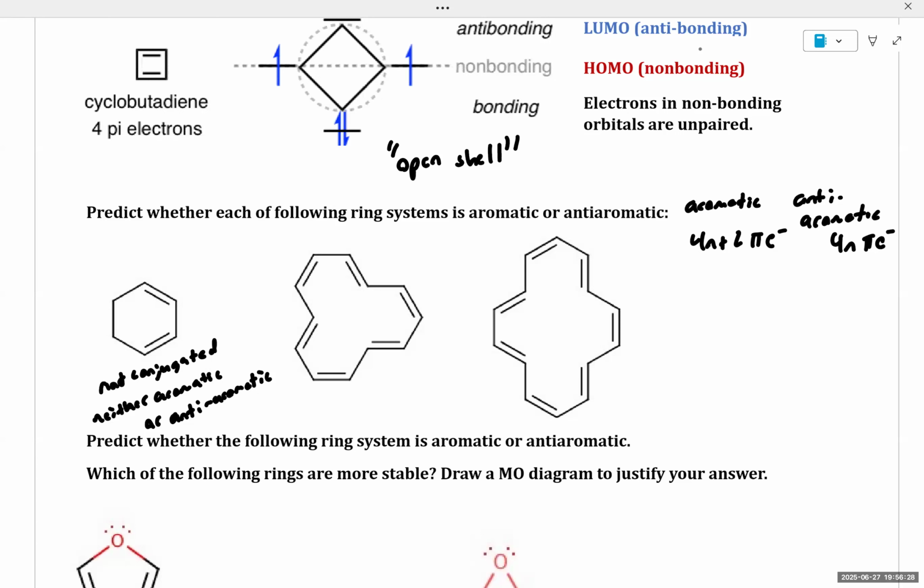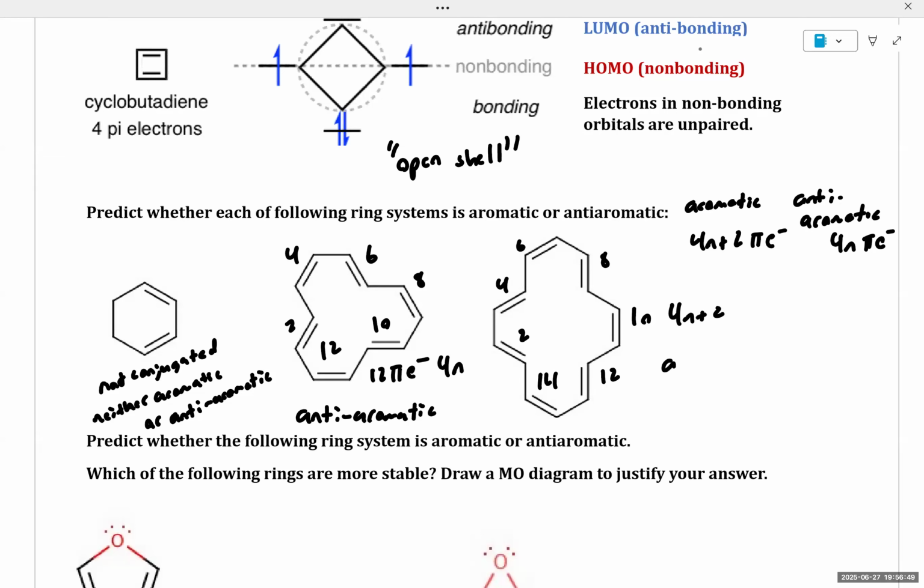In this compound, we have 2, 4, 6, 8, 10, 12. So 12 pi electrons, that follows the 4n rule. So this would be anti-aromatic. This next compound has 2, 4, 6, 8, 10, 12, 14. That's 4n plus 2. So this would be an aromatic system.